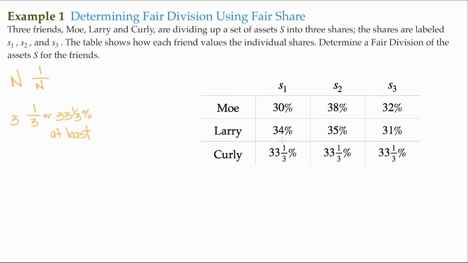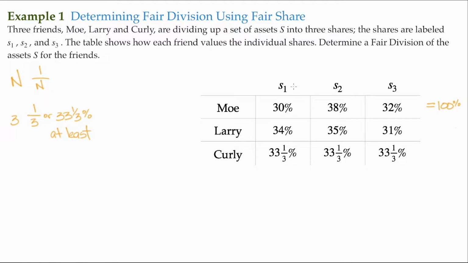So as we look at the table here, we can see that each player values the shares differently than anyone else. We can see here that Mo values the first share at 30% of the overall assets. He values the second share at 38% and the third share at 32%. If we were to add up all these percentages, they have to equal 100% because then all the shares are accounted for. That's the entire set of assets.